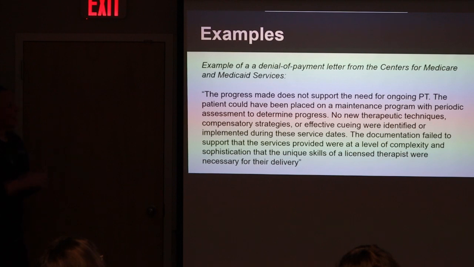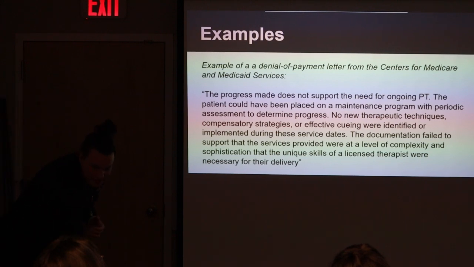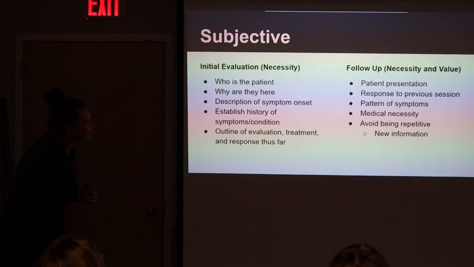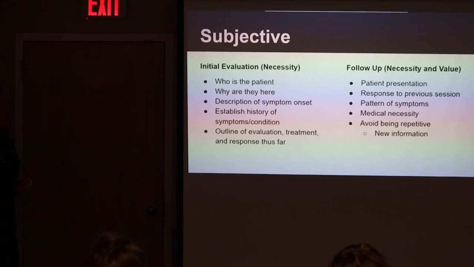And then you guys can read through that, it's kind of long there, but this is an example of a denial of payment letter from Medicare. So the patient showed progress, but the documentation failed to show the need for skilled services. So it shows that no new therapeutic interventions were provided, and the documentation didn't reflect the need for skilled services to be provided for that patient. So next, Jen is going to talk about how you can tie this all into different components of our documentation.